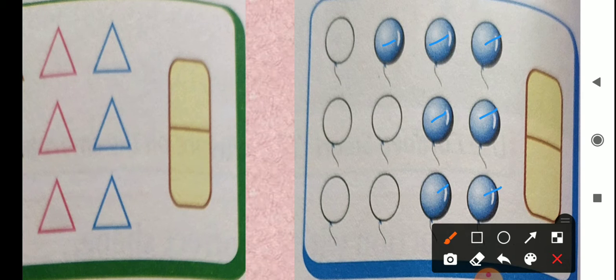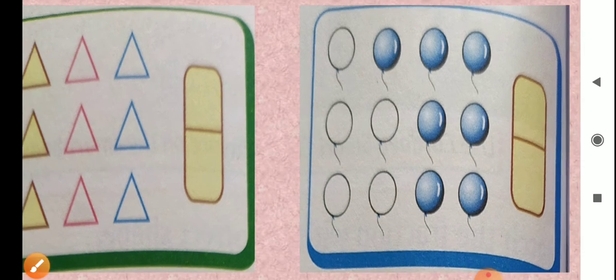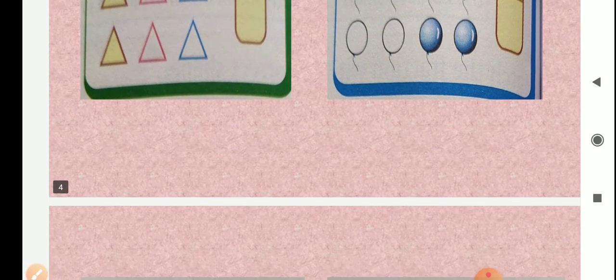So how to write the fraction for the shaded balloons? Here the total number of balloons is 12, so we write 12 as the denominator. And how many balloons are shaded? Here a total of 7 balloons are shaded, so we write 7 as the numerator. So here we get the fraction for the shaded part is 7 upon 12. Correct. Now see the next figure.